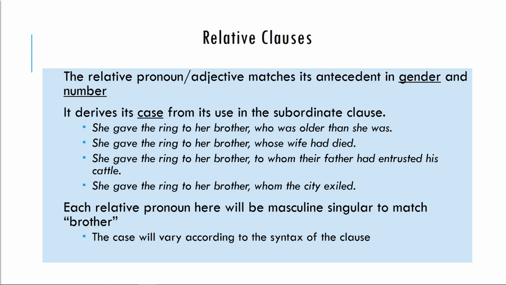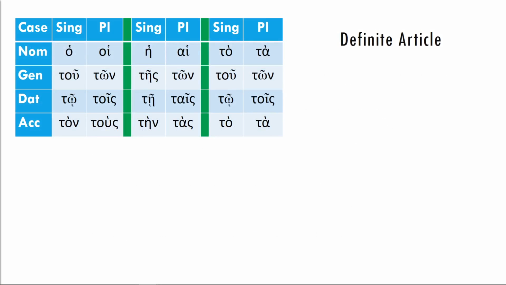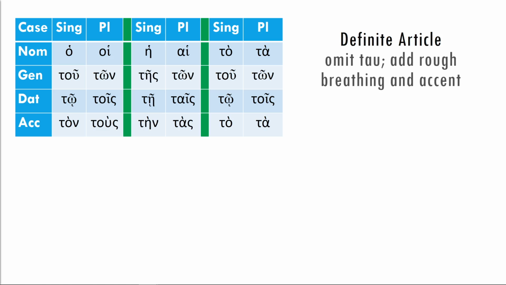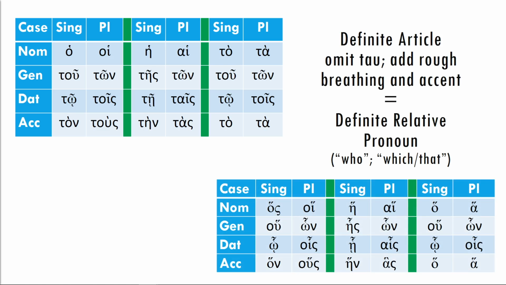Now, how do you make relative pronouns? Well, it's actually very, very easy. Remember your old friend, the definite article, that which you need to learn before you learn anything else. If you take the taus off, and add rough breathings throughout, and make sure everything has an accent, you have yourself the definite relative pronoun. You have the word who or what.